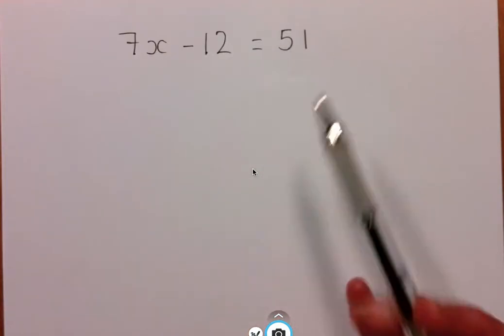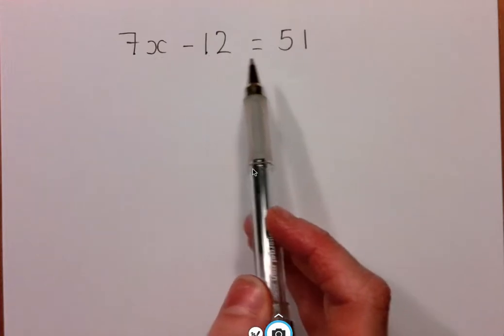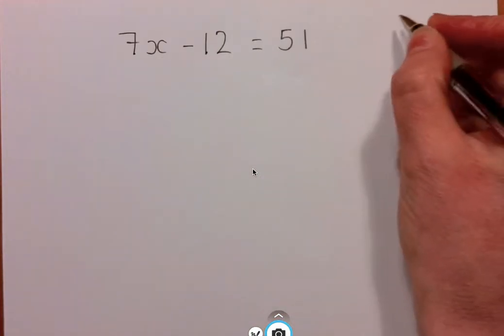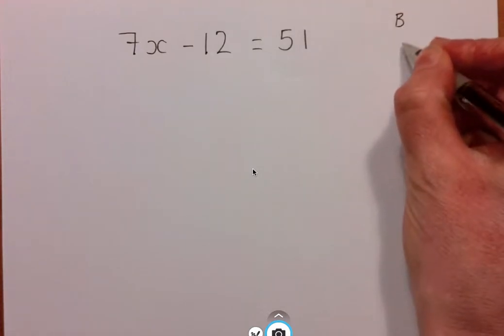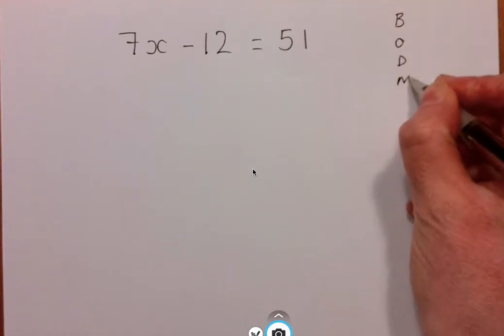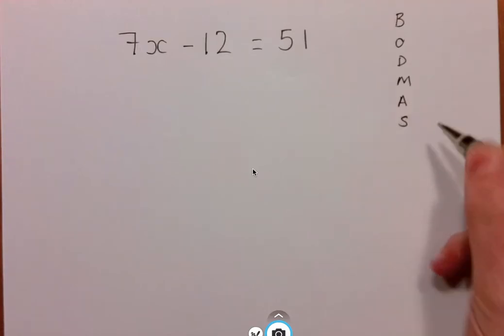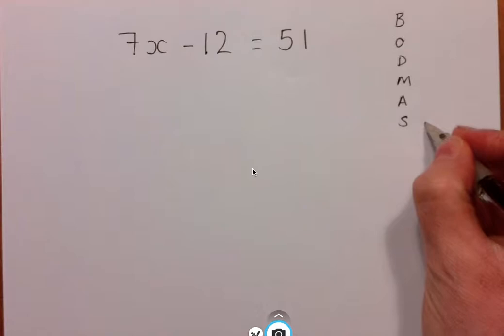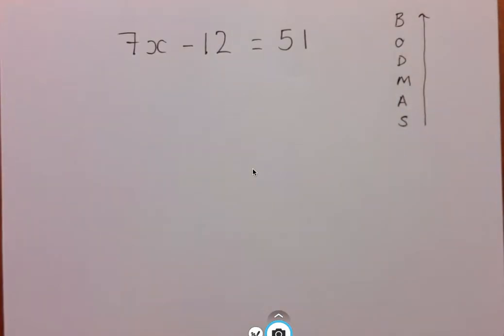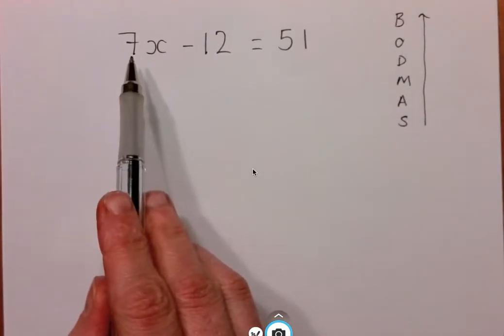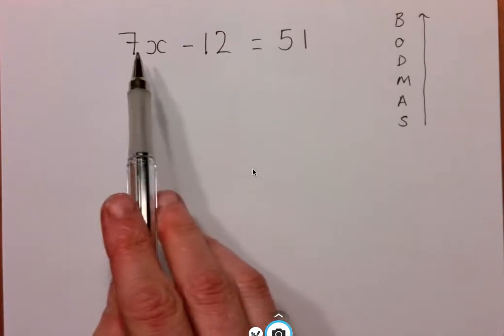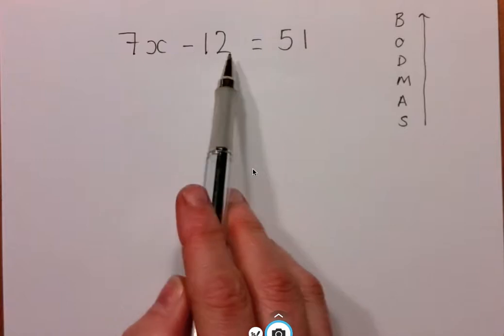Okay, so if we've got 7x minus 12 equals 51, the way I want us to think about how we solve it is what we would normally do for BODMAS. We need to try and think about inversing the operation, so doing BODMAS in the opposite direction. So if we look here, remember that 7x means 7 times x, okay? So we've got multiplication and a subtraction.